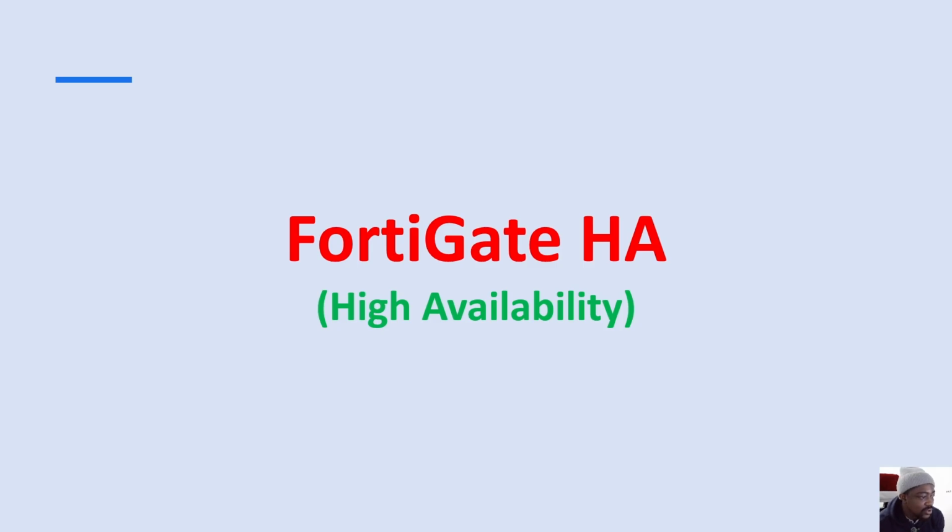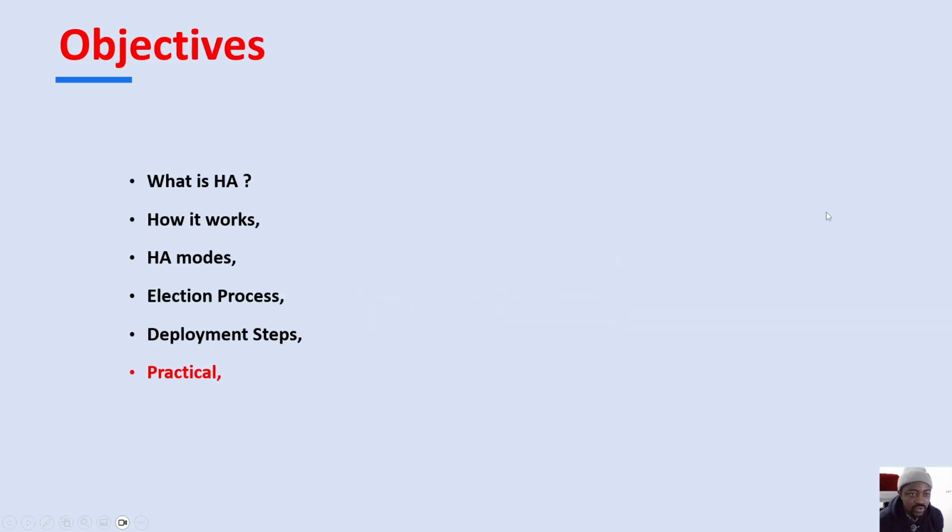So today in this video we are going to talk about FortiGate HA, so high availability. During this video we'll see what FortiGate HA is, how it works, HA operating modes. We'll also see the election process, and we'll see a step-by-step deployment on how to put in place FortiGate HA on a network infra. Then we'll do some practicals as usual.